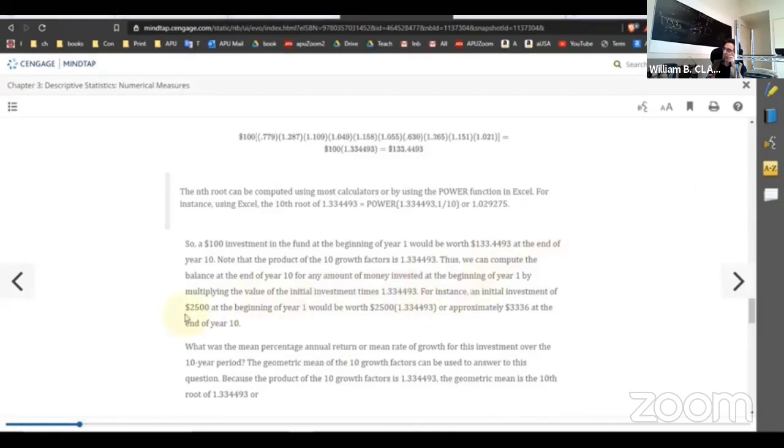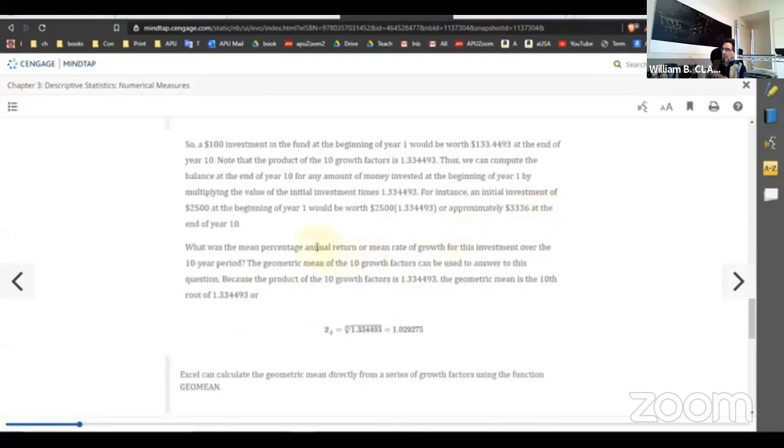For instance, an initial investment of $2,500 at the beginning of year 1 would be worth 2,500 times this number, or this amount. Okay, so the next question we might like to know is, what was the average annual return?